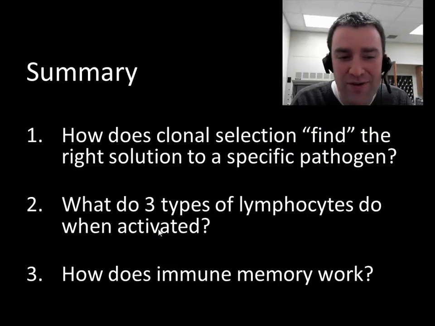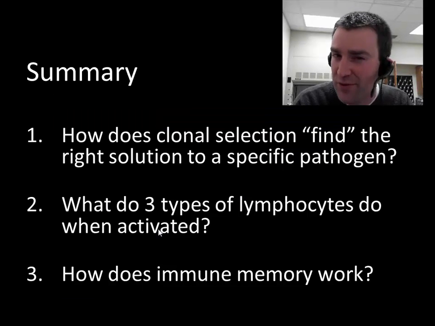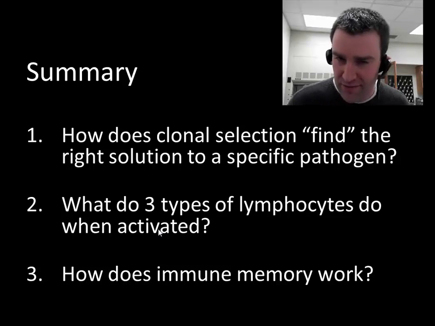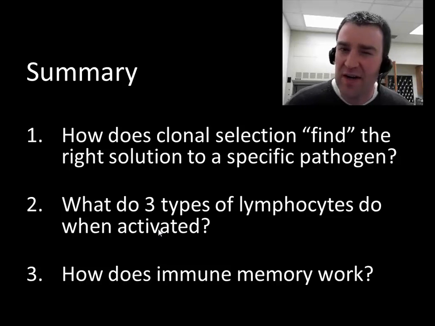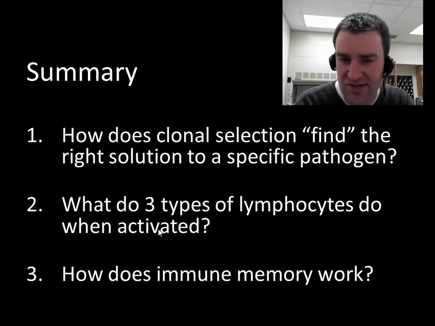So, what have we done in this video? We've tried to talk about the process of clonal selection and how it finds the right solution in the first place. We talked about three types of lymphocytes and what they all do once they clone themselves after finding the right receptor shape. And then we talked about the phenomenon of memory of old pathogens and how you don't get sick the second time with the same pathogen.